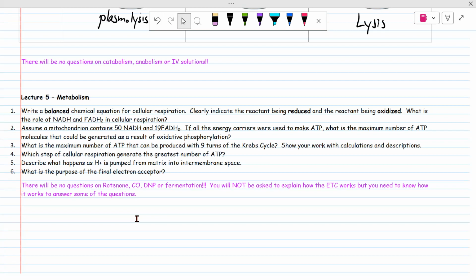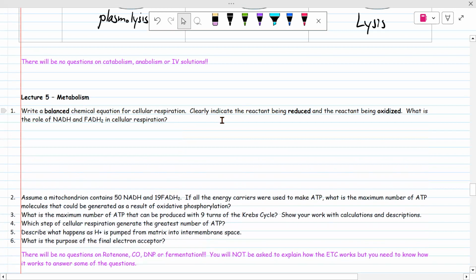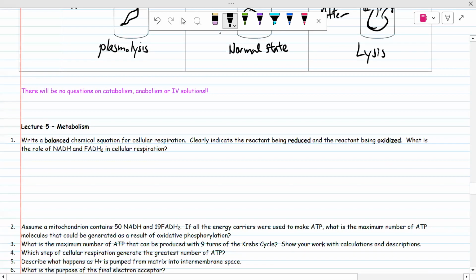You will not be asked to explain the ETC or any of the cycles. I will not ask you to describe Krebs cycle or glycolysis. You just have to understand how it works to answer most of the questions. So what do you have to understand? Well, you should know how to write a balanced chemical equation for cellular respiration. This is probably the easiest thing that you can remember, but many people do not.